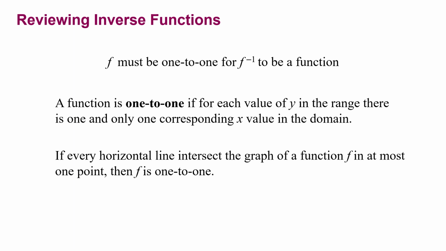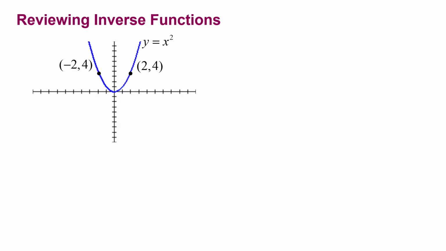If f is one-to-one, then we are guaranteed that the inverse is a function and will pass the vertical line test. In some cases, we may need to restrict the domain of the function in order to make sure it's one-to-one. An example of this is f of x equals x squared.